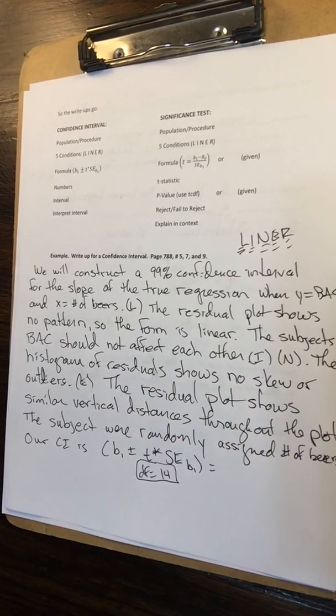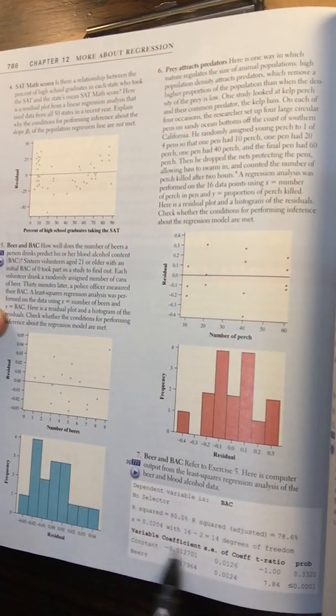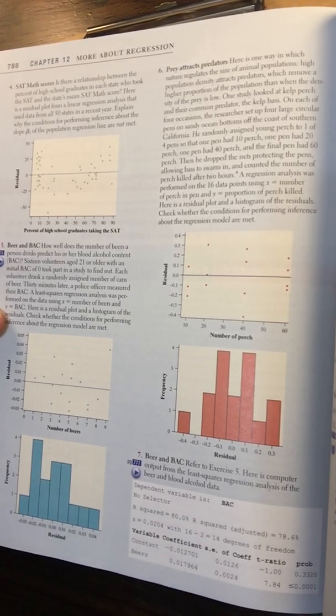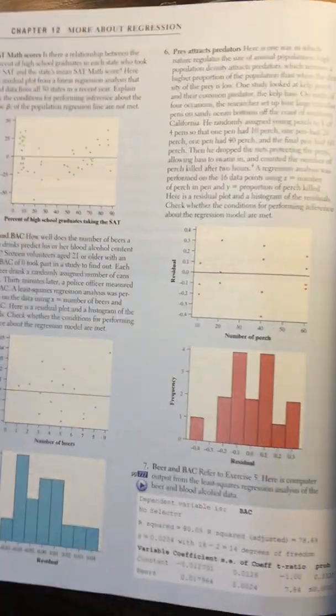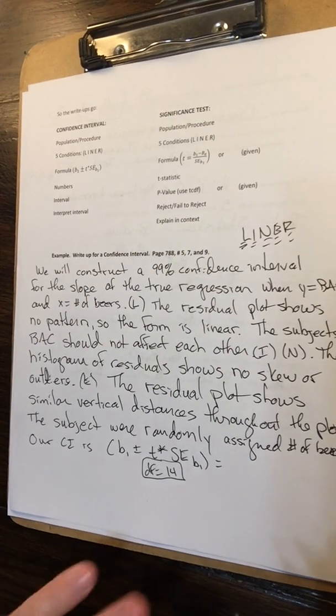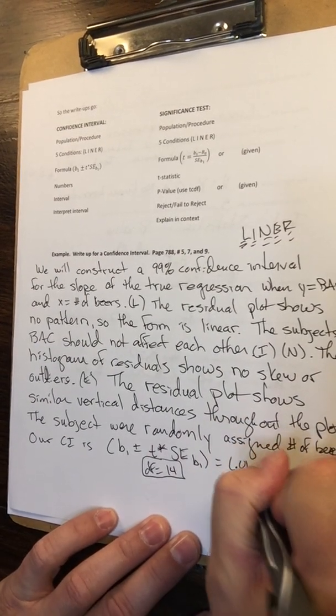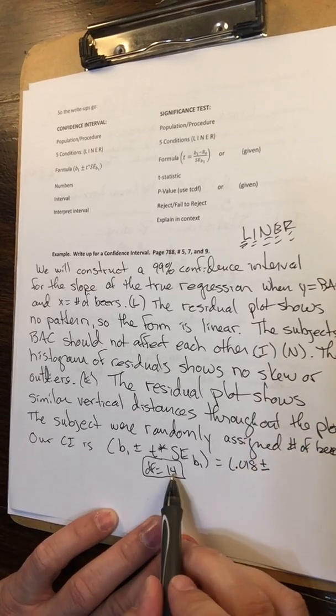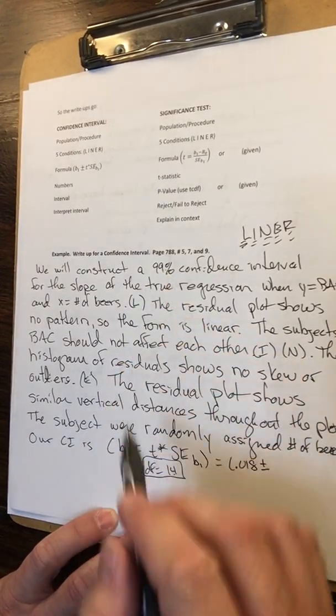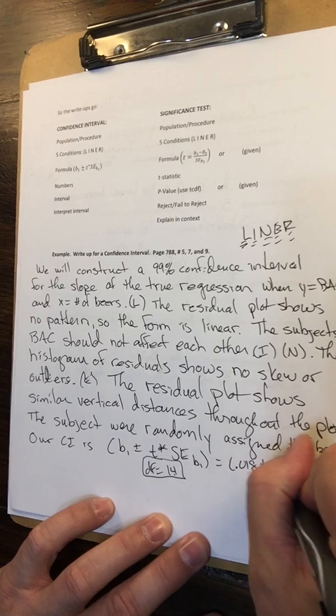So the degrees of freedom is 14. You subtract 2. I'll bring the book over here so you can see it one more time. I find my slope. It is not the constant. It is the one that's got a name. It's 0.017964. What should we put for that? Probably 0.018, right? So I'm going to write 0.018 plus or minus, degrees of freedom 14, 99% confidence interval. I looked it up in the chart.